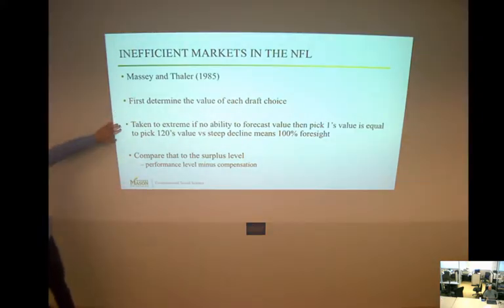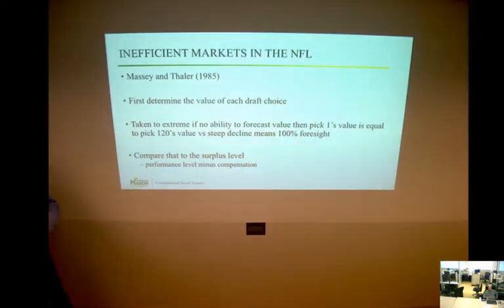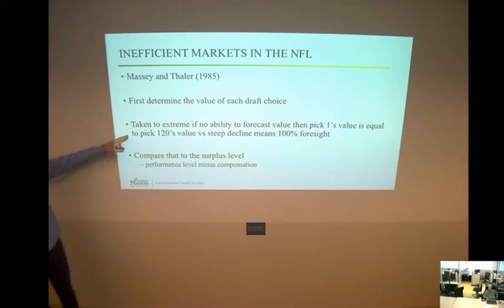Now, the point is really here that if you've got no forecasting ability in the market, so you've got no ability to understand how good a player might be or can be, then every pick is going to be the same value because it's just a random choice. But if you've got 100% foresight, then it's going to drop away very quickly in terms of the value, because everyone's going to understand who the best player is, and you're going to bid the right amount, be prepared to pay the right amount for that person.